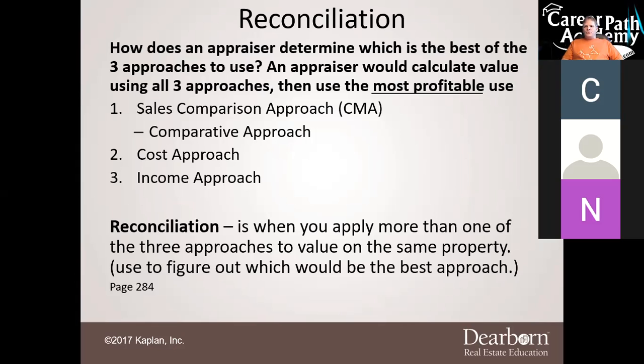So let me ask you a question. Which approach to value would you use to value a one-family house, your typical one-family house? A CMA. Yeah. Which approach to value would you use to value a strip mall? Income approach. Which approach to value would you use to value a church? Cost approach. Which approach to value would you use to value a four-family building, four-family house? Income. No, that's residential.